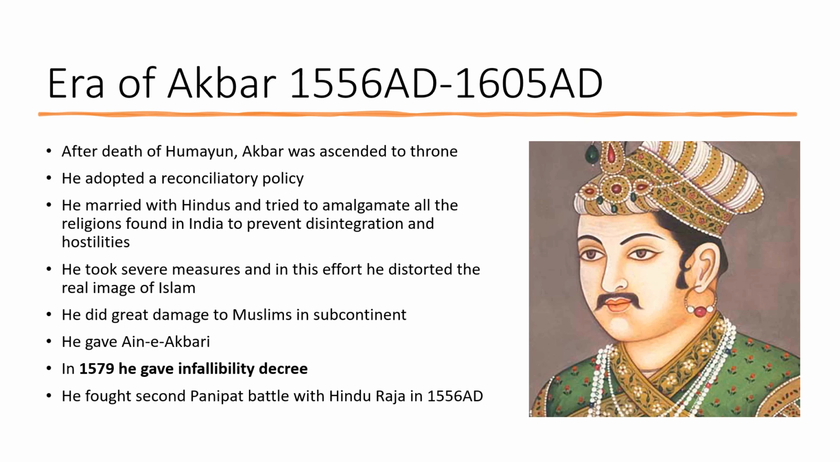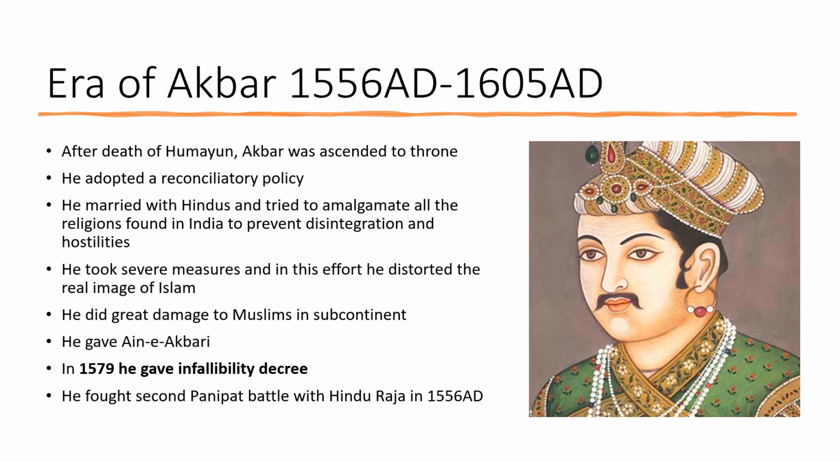He tried to unite all the people so that there would be no disintegration, hostilities, mutiny or dissidents to challenge his rule. He married Hindu women and he tried to amalgamate all the religions found in India. These were the reforms that he did in India. Here we are not going to talk about whether his policy was good or not. We're just studying what he did. He tried to amalgamate all the religions found in India to unite people. This was his very unique strategy.